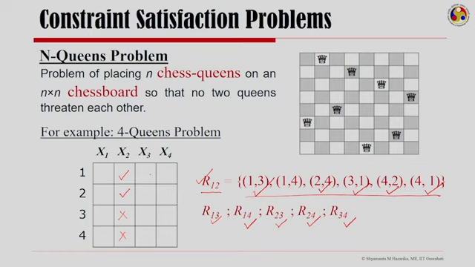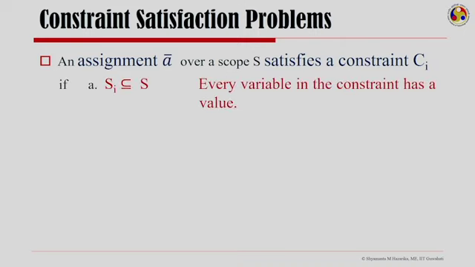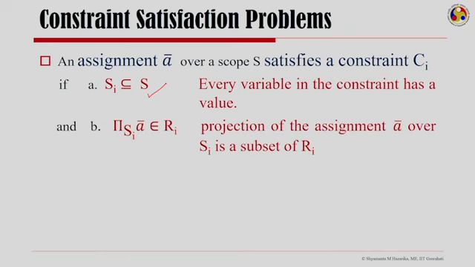An assignment A bar over a scope S satisfies a constraint C if Si is a subset of S. That means that every variable in the constraint has a value, and a projection of that assignment over this scope is a subset of Ri. Now, we need to take a minute and try to understand what we mean by a projection of the assignment.